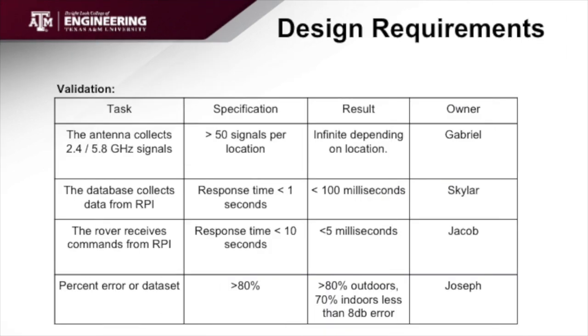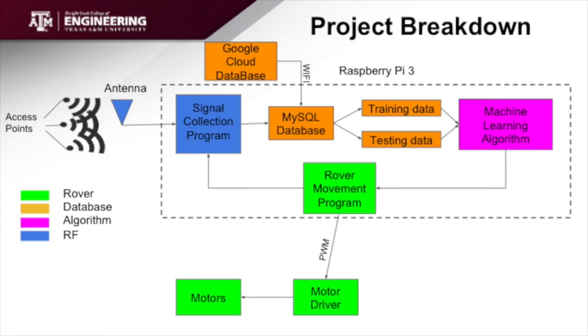Our design requirements were an antenna that collected 2.4 and 5.8 gigahertz signals, greater than 50 signals per location, a database that collected the data from the Pi with a response time of less than a second, the rover receiving commands from the Pi with a response time of less than 10 seconds, and a percent error of the data set greater than 80%.